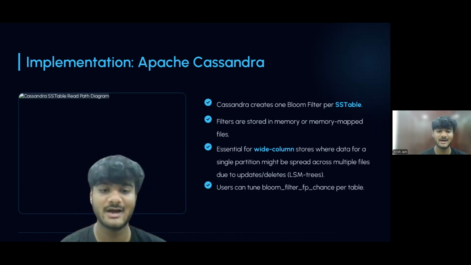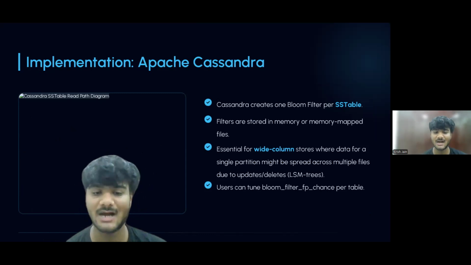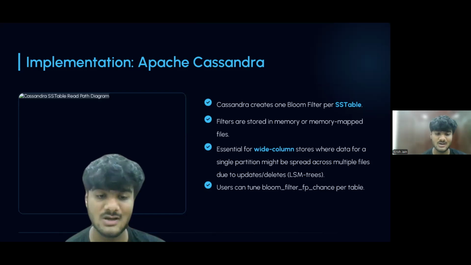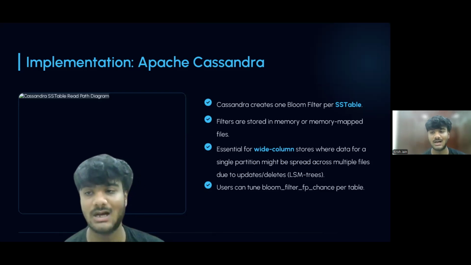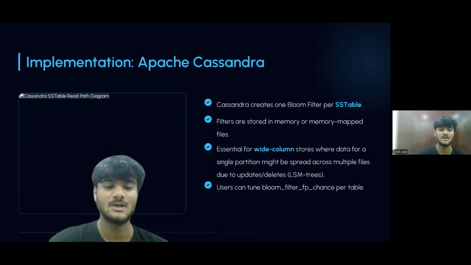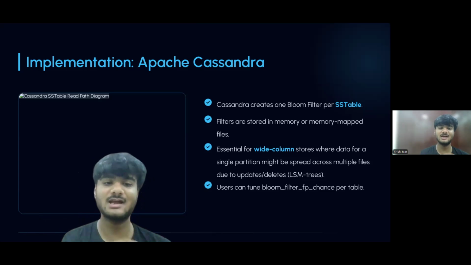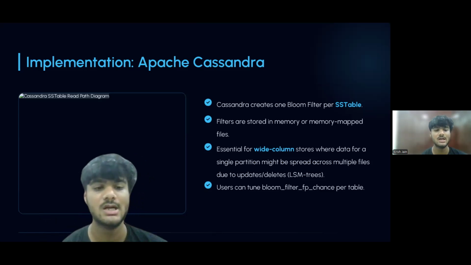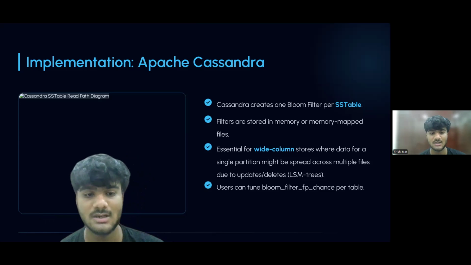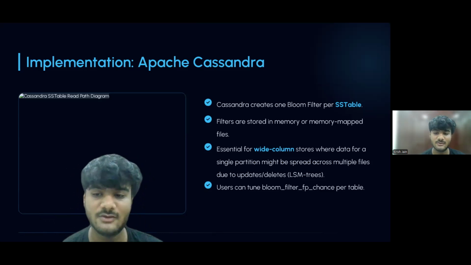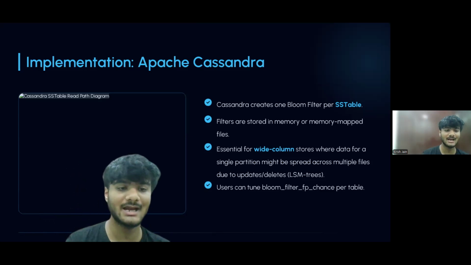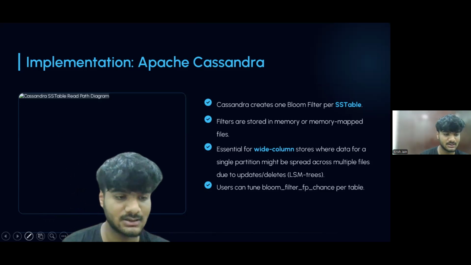Cassandra is a wide column store. A single partition's data may be spread across multiple files because of updates and deletions in the LSM tree structure. So the Bloom filter helps quickly identify which file might contain the required data. Users can tune the parameter called Bloom filter FP chance. This controls the false positive rate per table. And now let's come to the next slide.